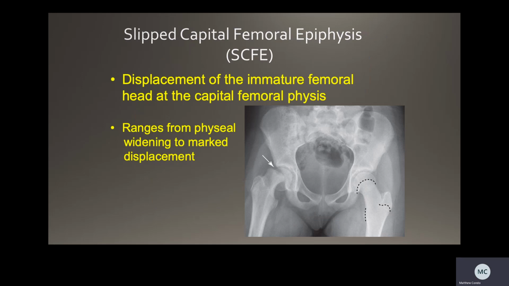This is what a slipped capital femoral epiphysis looks like on X-ray. We kind of covered this a little bit earlier, but this is exactly what it's going to look like on X-ray. Sometimes you'll see epiphyseal widening, and sometimes you'll actually see the entire femoral shaft and femoral neck displaced from where it's originally supposed to be.